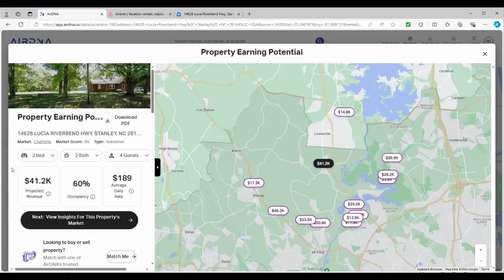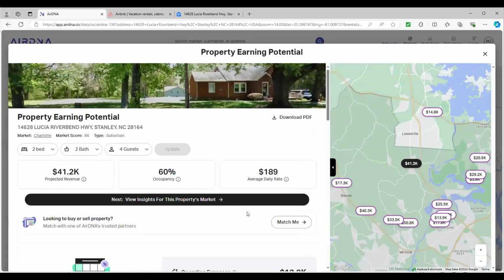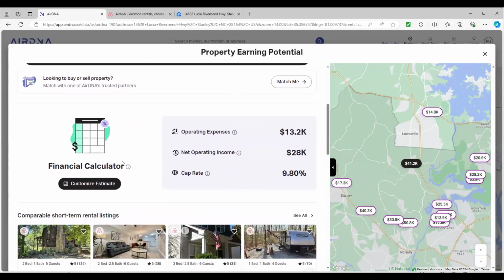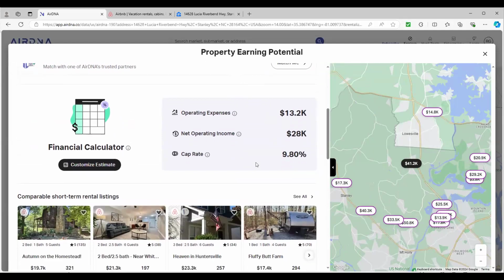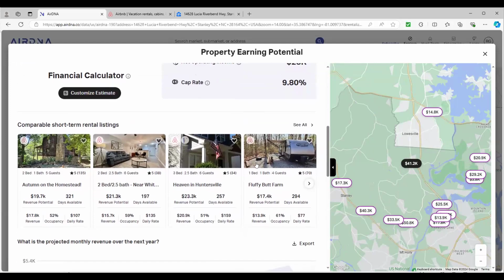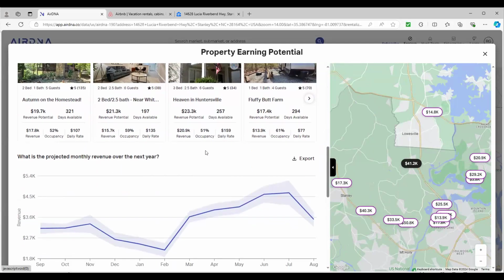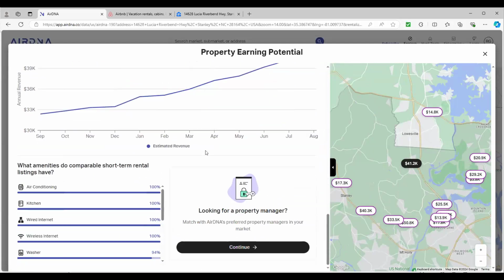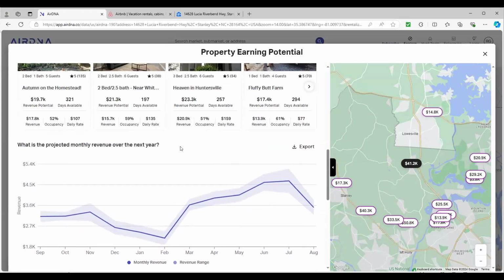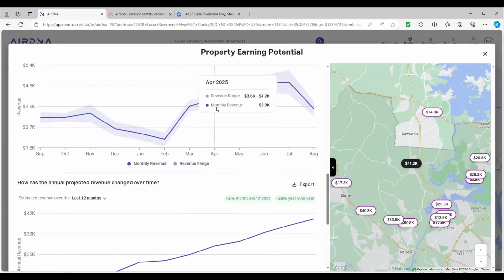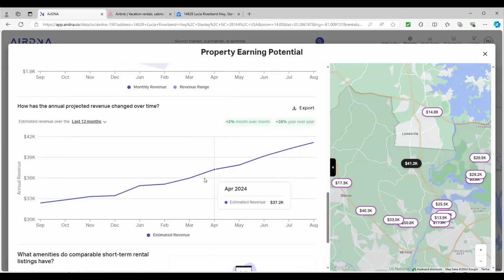You really have to drill down. And so this tool does give you that ability. You can do calculations on your operating expense and come up with a cap rate and things like that. But usually you want to look at your comps, right? So it provides you with the comps here. And it also gives you some of these stats that you can look at for projected revenue that help you come up with what that looks like.